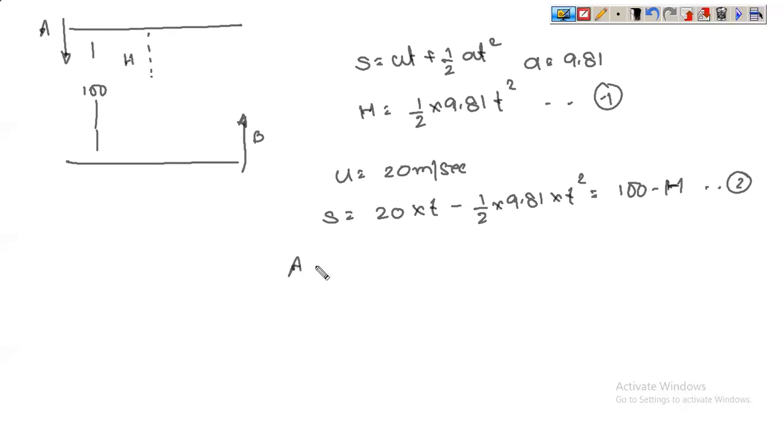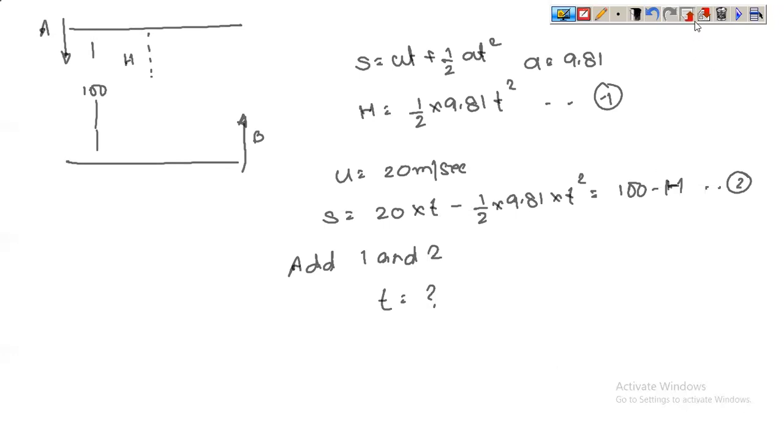If you add equation number 1 and 2, what will you get? h will be eliminated and you can find out the value of t. This value of t, when you calculate, you can put in any of the equations. You can find out the distance traveled before the balls actually intersect or meet each other. So these are some problems. You can follow any book and see other different types of problems that you can encounter in this chapter.